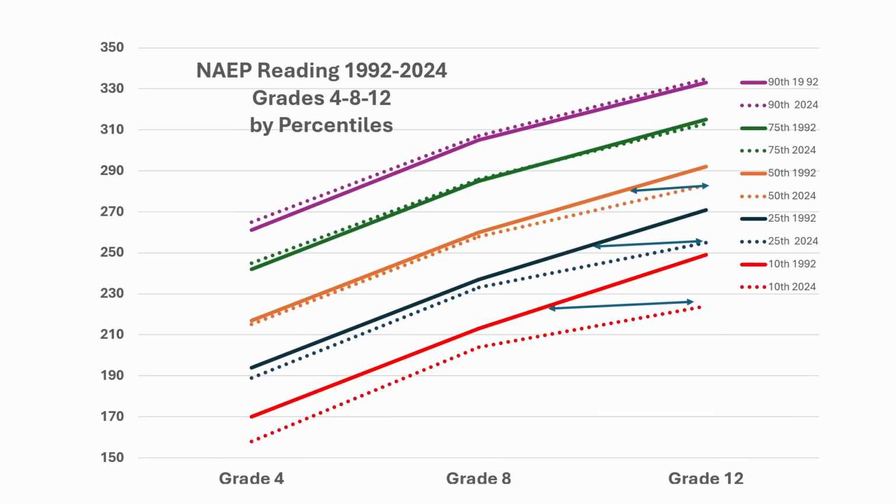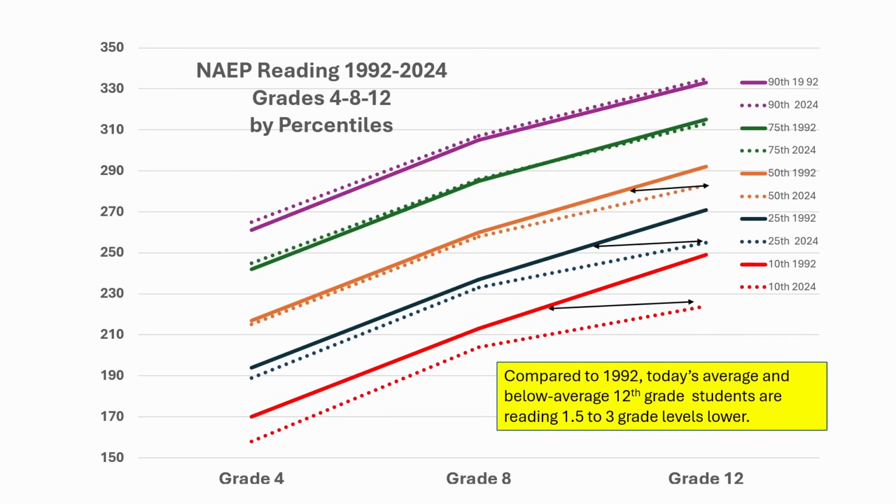These drops compared to the 1992 level represent a setback in reading skills equivalent to losing 1.5 to 3 years of grade level in reading proficiency. Compared to 1992, today's average and below average 12th grade students are reading 1.5 to 3 grades lower.